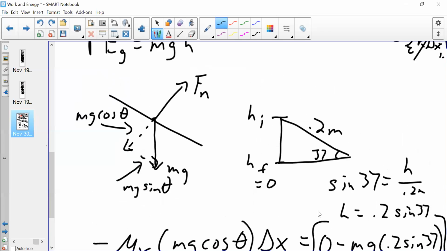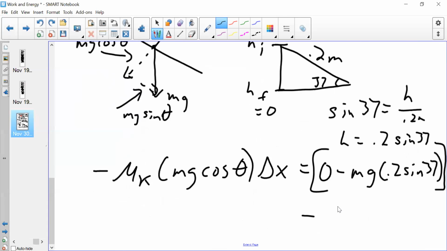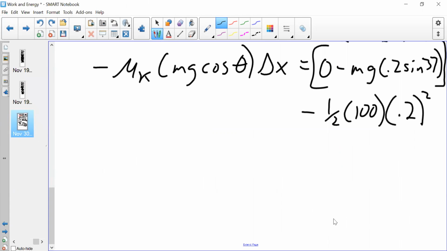And then we have 1/2 k delta x squared, where the k value is 100 and delta x is 0.2. So let's put everything together, put our numbers in, and we should get mu k now.